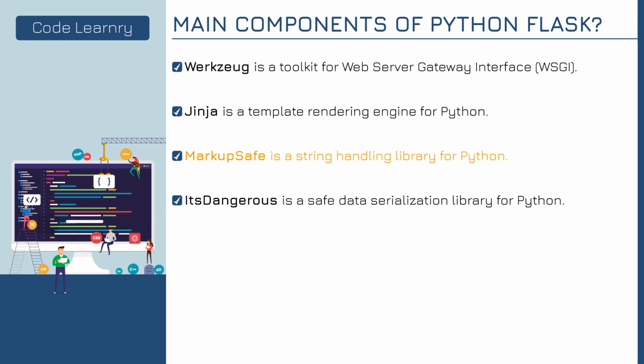The last main component of Flask which we are going to talk about is ItsDangerous. ItsDangerous is a safe data serialization library for the Python programming language. This Python programming language library is used to store the session of a Flask application in a cookie without allowing users to tamper with the session contents.